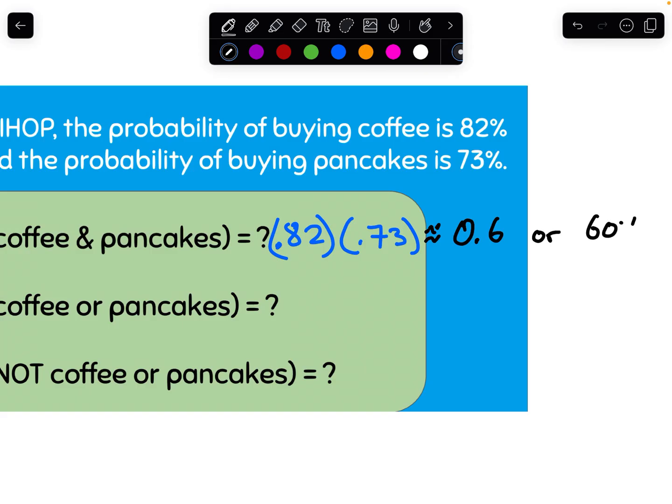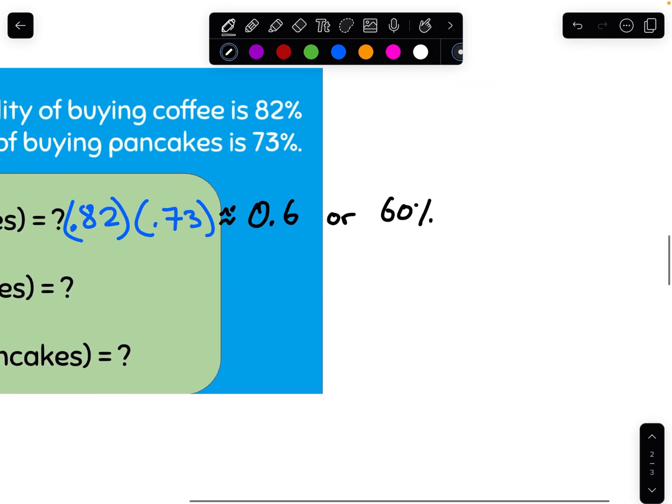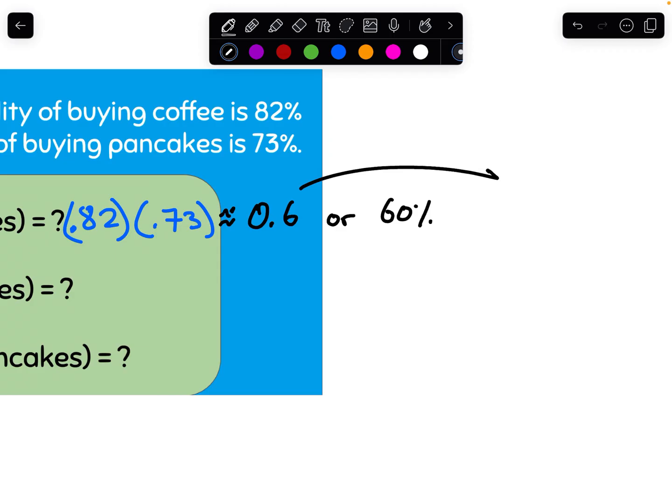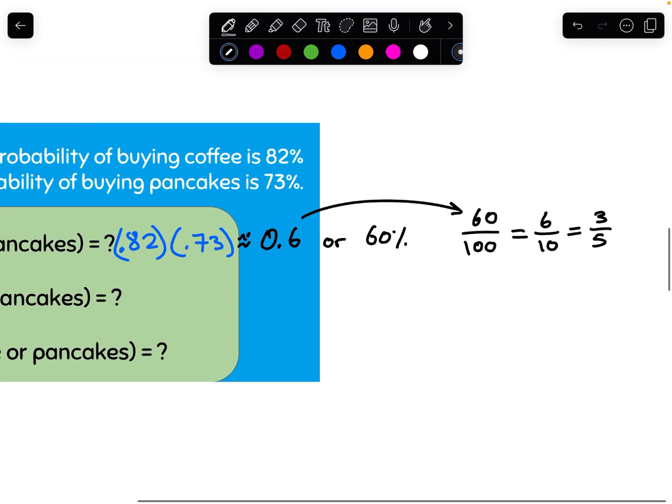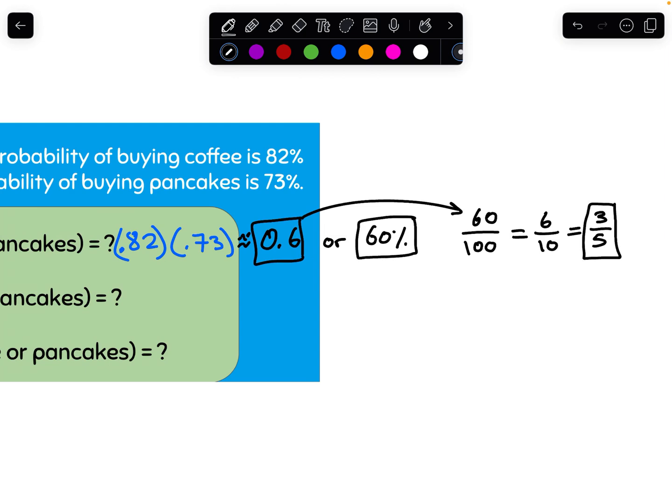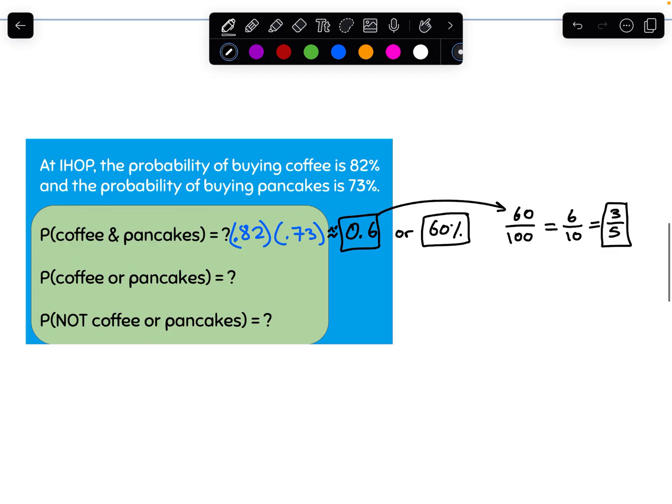0.6 or 60%. Okay. By the way, if you wanted to convert this into a fraction, this would be 60 over 100, or 6 over 10, or divide top and bottom by 2, 3/5. So for my class, either write your answer as a decimal, a percent, or a reduced fraction. What is the probability of getting coffee or pancakes?